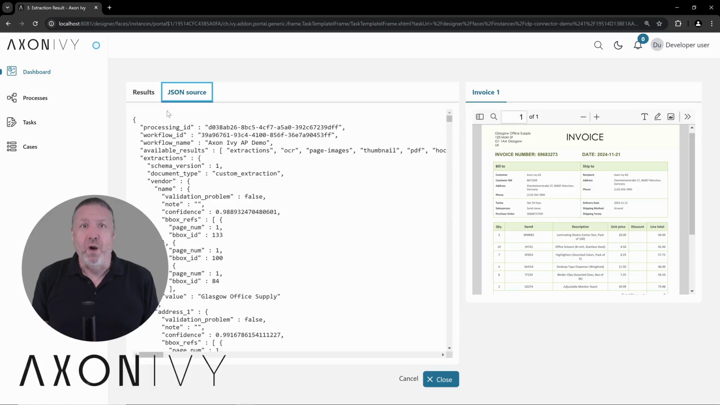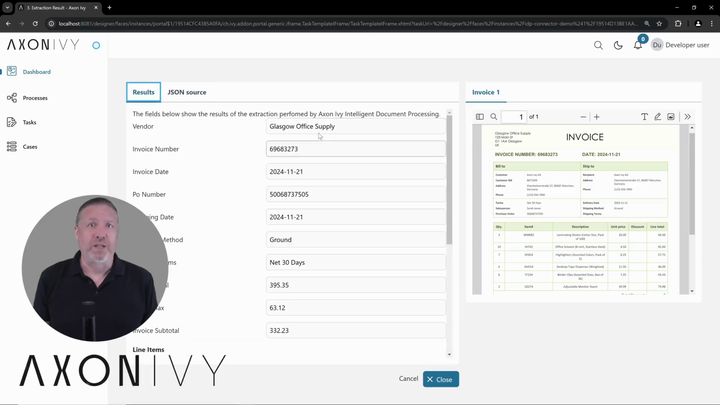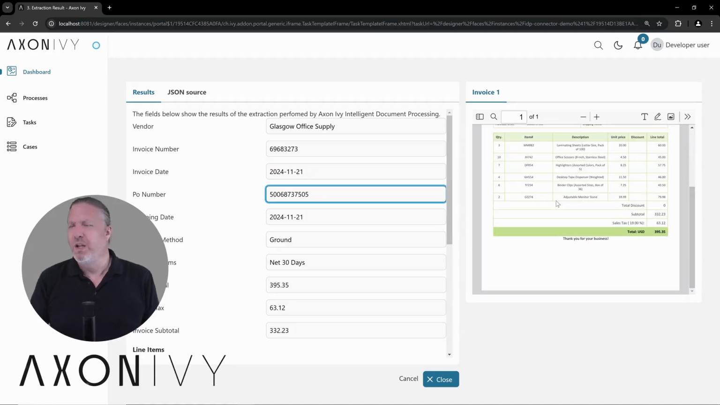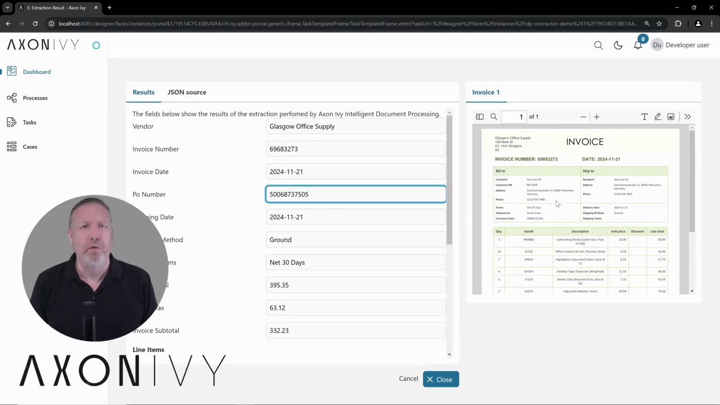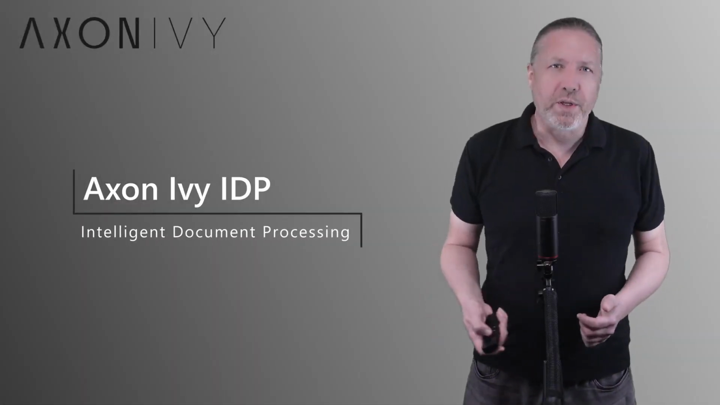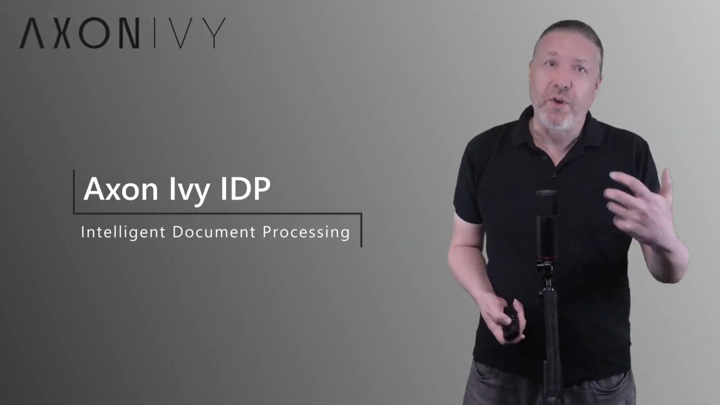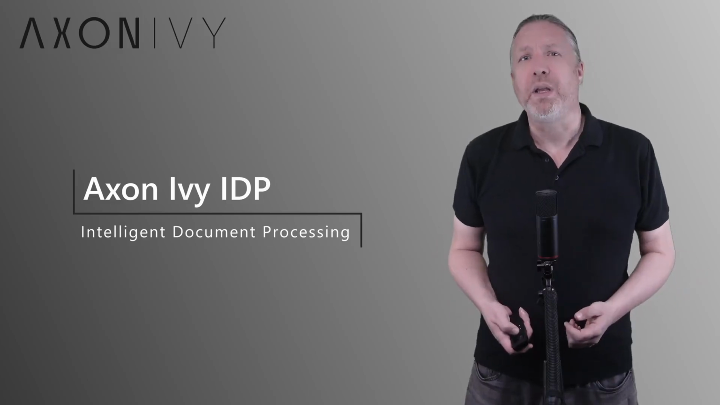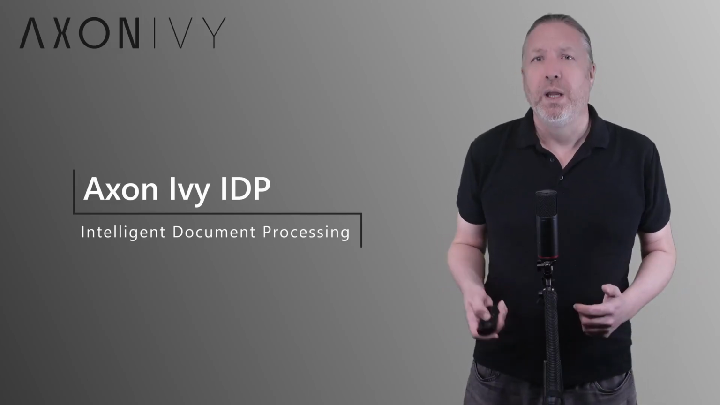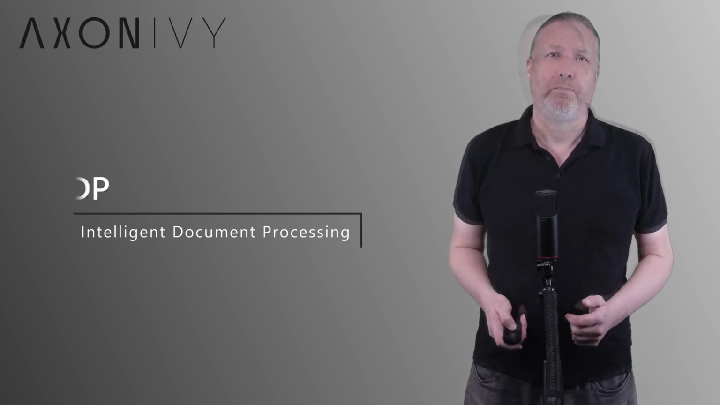You can, of course, define your own extraction models to extract data from any type of document. For example, application forms, vehicle registration documents, delivery notes, tax forms, and so on and so forth. I would encourage you to explore the demo example processes to see firsthand how seamlessly the Axon Ivy IDP connector can be integrated into your own workflows.